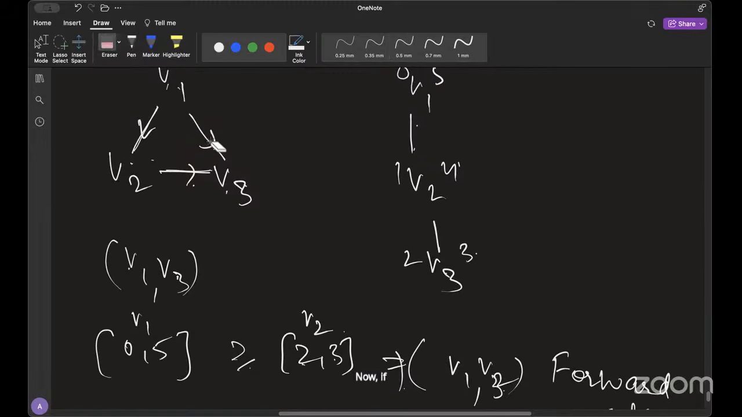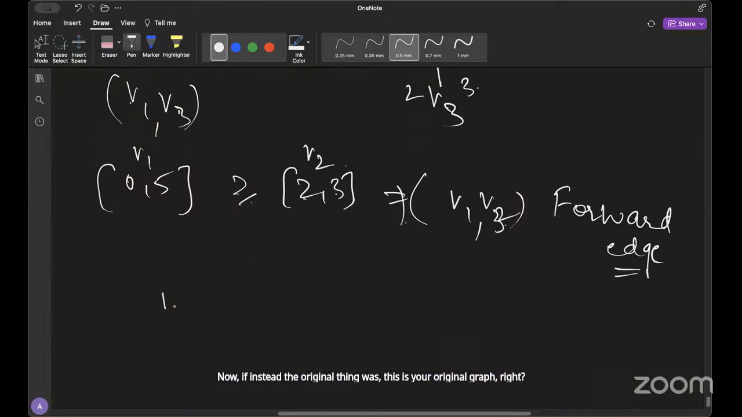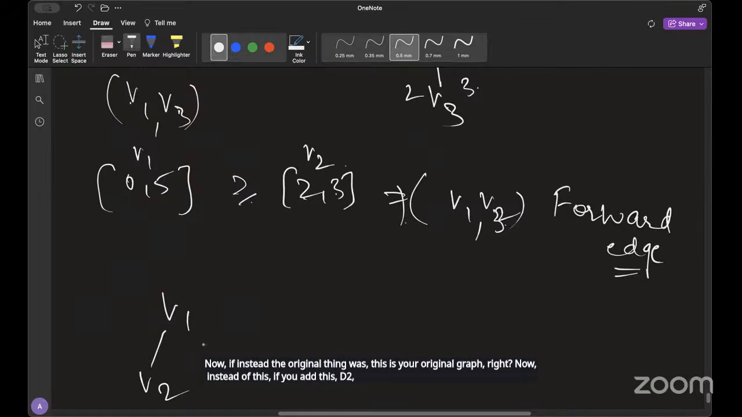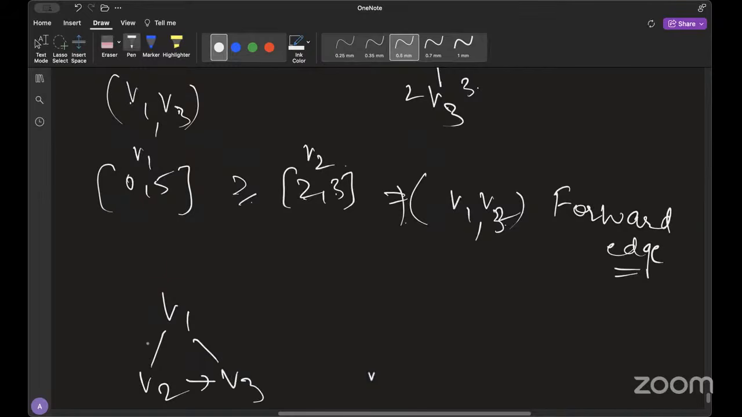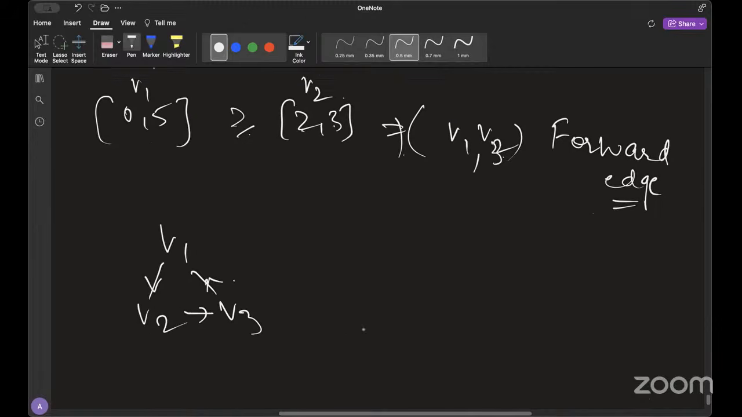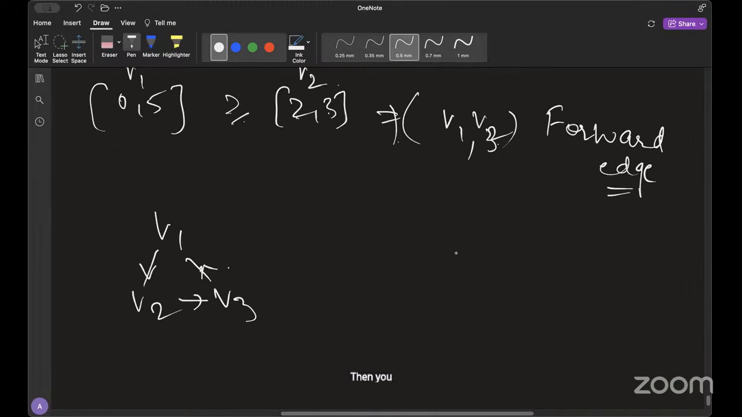Now, if instead the original thing was, this is your original graph, right? Now, instead of this, if you add this, V2, V3, then you will have V1 visited, then V2, then V3. You will have 0 here, 1 here, 2 here, 3, 4, and 5. Same DFS tree.